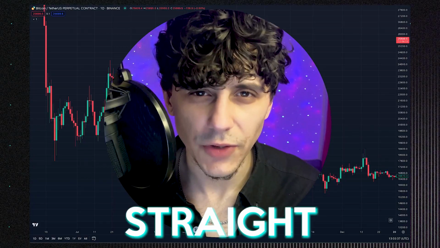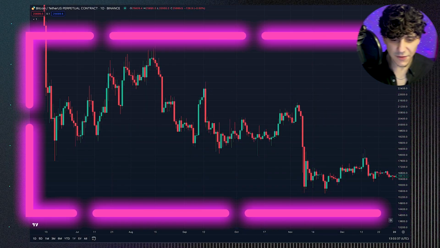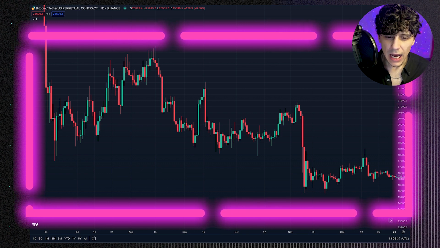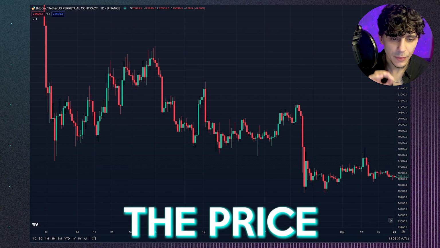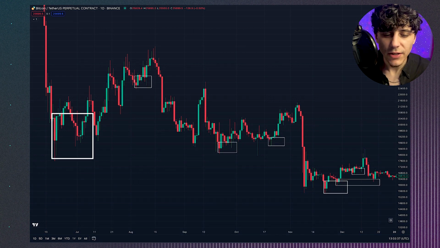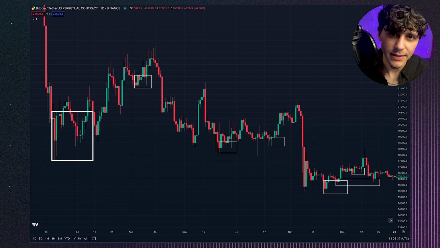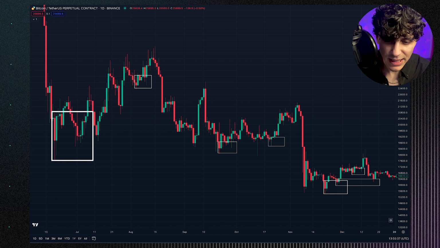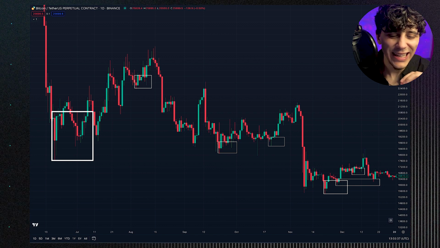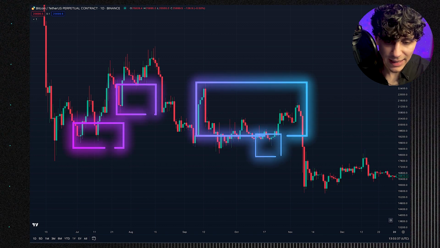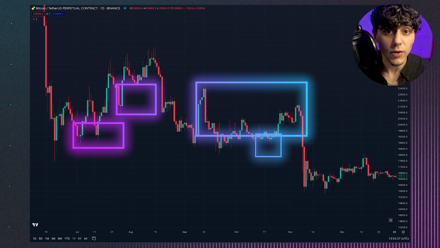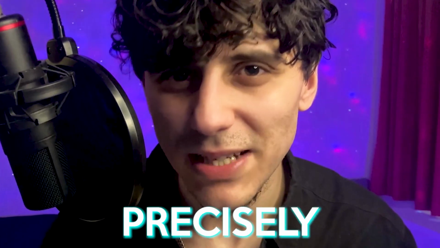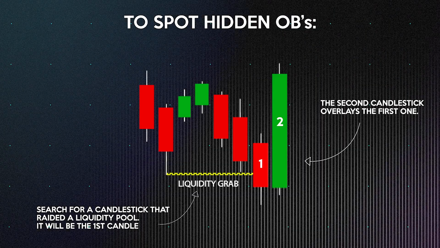So let's jump straight to the Bitcoin chart. Let's focus on this area. And I have a question for you: how many order blocks do you see where the price had a reaction? If you are seeking textbook 2-candlestick order blocks, these are 7 pieces you can identify easily. But these 4 candles are order blocks as well, even though they don't look like the textbook examples I have shown. Let's analyze them precisely and recall the rules we learned today.